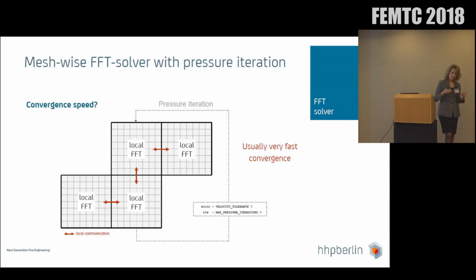So, but again, what about the conversion speed? As I told, usually it's very fast. We only need a handful of pressure iterations, usually, mostly only 2. And I think the default value is 10, which is hardly reached. But there may be situations where it is slow.